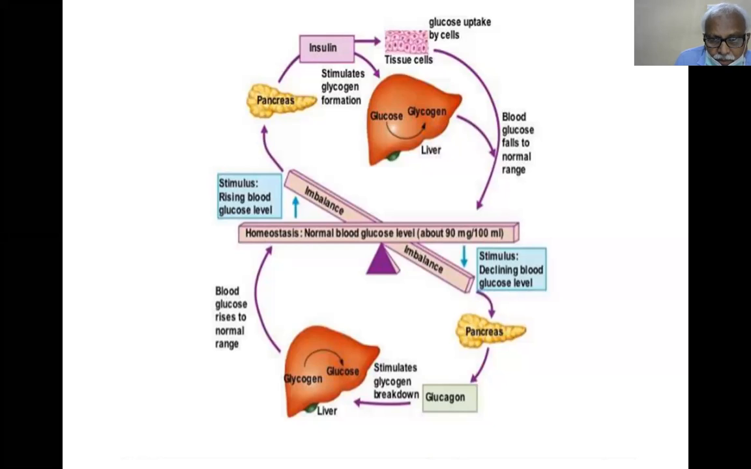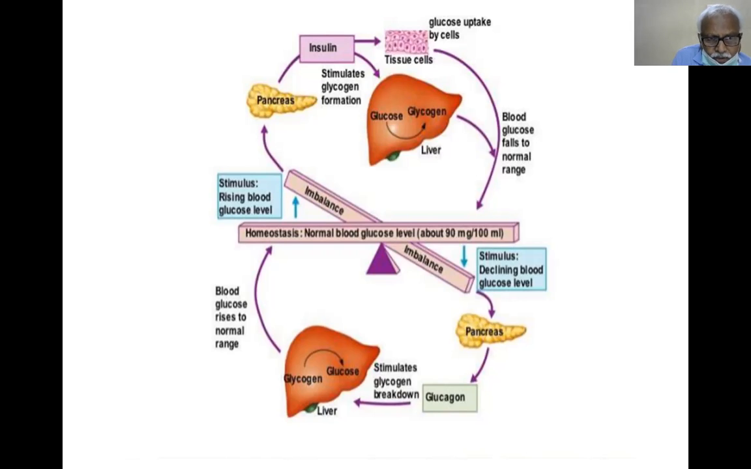When there is imbalance below 90 milligrams, the stimulus is declining blood glucose levels. Then the pancreas will get the stimulus and glucagon secretion will take place, and it will stimulate the glycogen breakdown. You know pretty well, a large number of glucose molecules are packed into glycogen, and then glycogenolysis will take place under the influence of glucagon. So blood glucose level rises to the normal range and the fellow will survive.